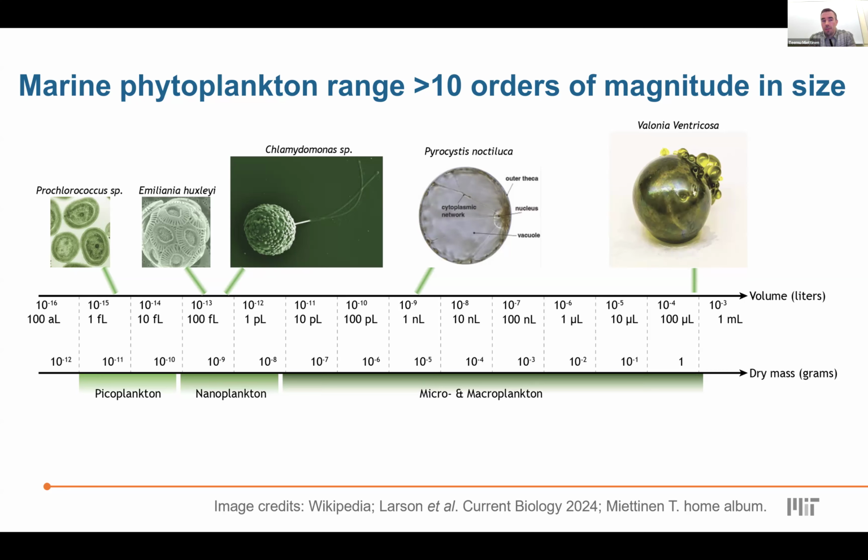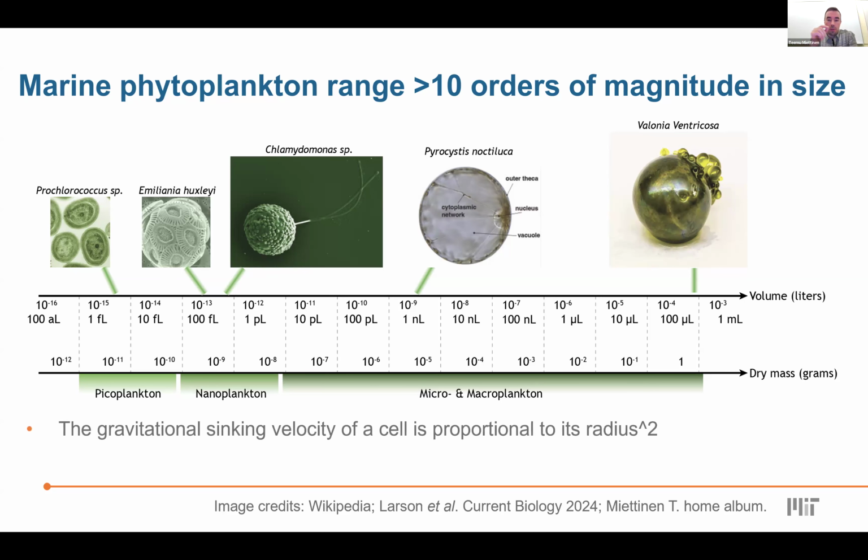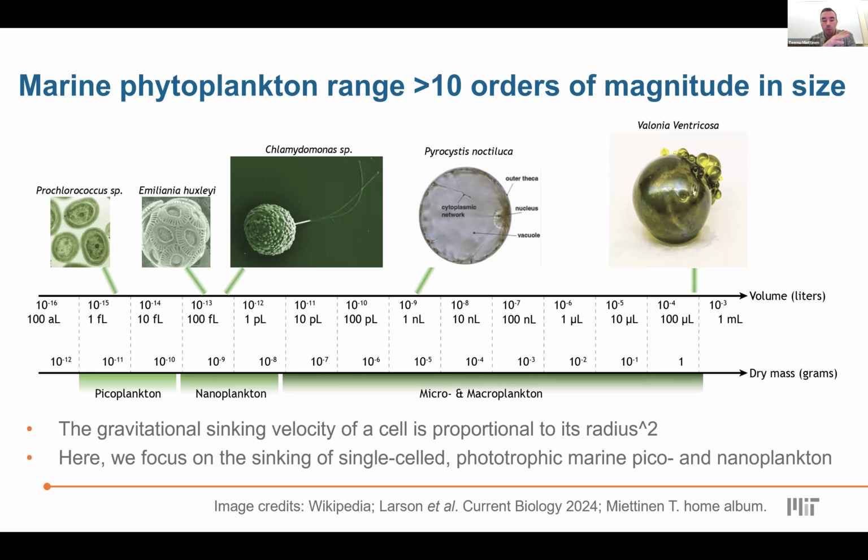And finally, you have this supersized phytoplankton, such as Valonia ventricosa, which is a centimeter or more in diameter, a single cell. Now, the reason these size scales are interesting is that the gravitational sinking velocity of a cell is proportional to its radius squared. So the bigger the cell, the faster it's going to sink, or float if it's lower density than the water. And in my talk today, I'll be focusing on the sinking of single-celled phototrophic marine pico and nanoplankton. So I'll be only talking about the smaller size scale, because these are the species that are very abundant, and also these are the species where we have some measurements that work quite uniquely on them, but we can't do the measurements on all the really big species.